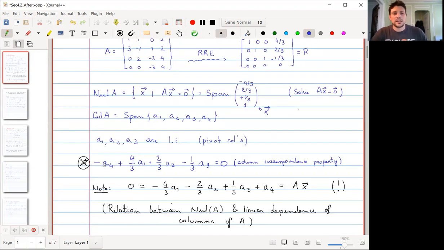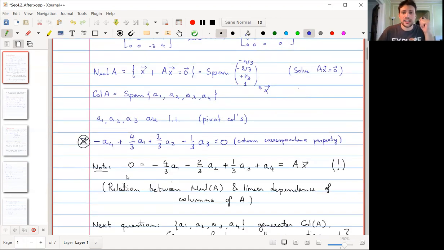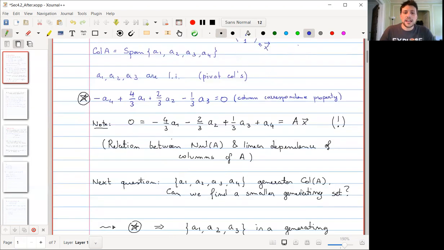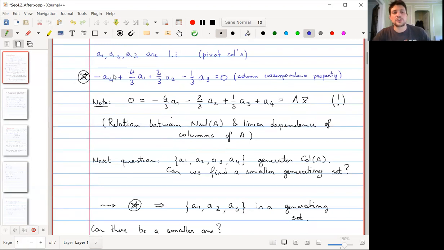And this little bit of algebra that we did here highlights the relation between the null space and the dependency relation in the columns of A. It's something that we've already seen, but it will show up over and over again. The next question is no longer about the null space, but rather about the column space. We know that the column space is the span of A1, A2, A3, and A4. In other words, A1, A2, A3, and A4 generate the column space of A. Can we find a smaller generating set? And the answer is yes, and once again provided by the same relation that we had here.